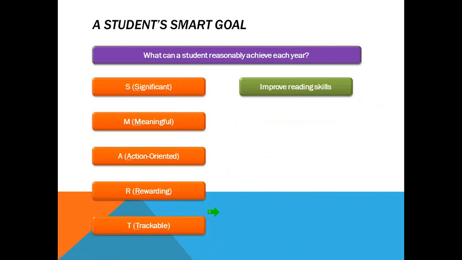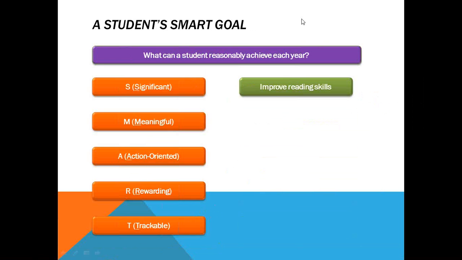Thank you, Mary. So as I said, we're going to look at how we use the SMART formula to set a SMART goal for a student in the middle grades who maybe needs to improve their reading capability during the year. So S in the context of this situation could be about improving reading skills. That's a significant focus for anybody who's in middle school, because if your reading skills are not at the level they need to be, then that student is going to be struggling a lot during the school year.